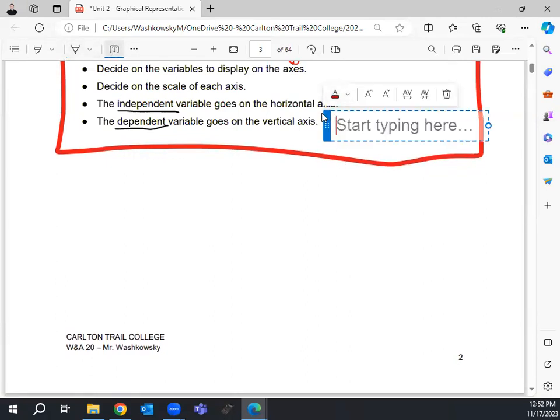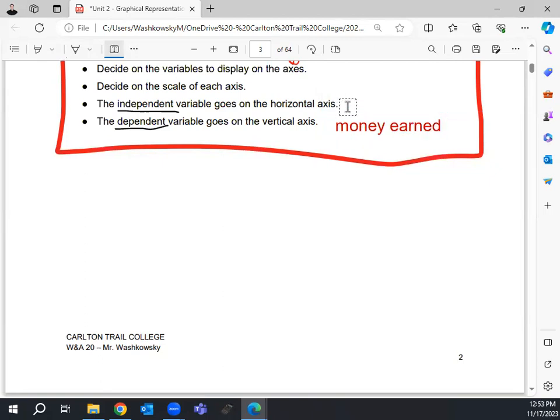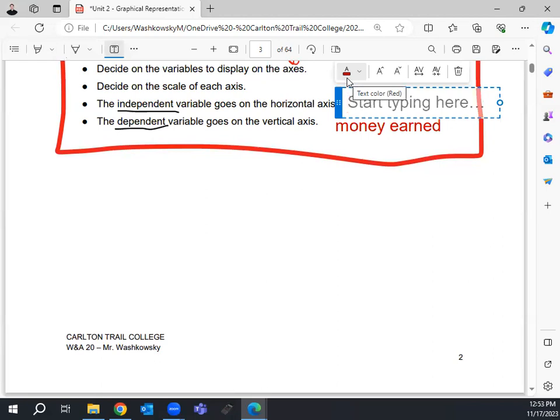If I want to know how much money I make over time, well, that's dependent on my salary and how many hours I work, right? So if I want to know how much money I earned, that would be dependent on how much you worked and how much money you make an hour. So this would be an example of a dependent one. And the independent ones would just be, how much money would you earn if you worked 100 hours, 10 hours, 5 hours?